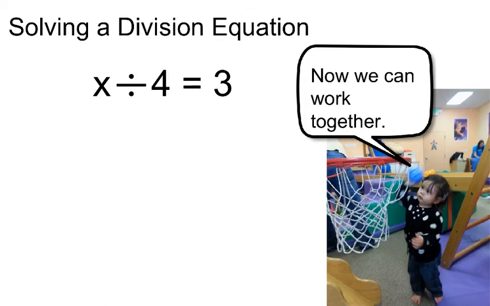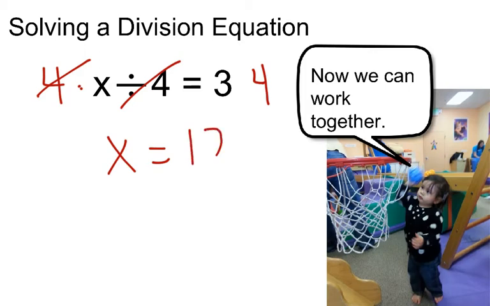Let's look at another example. x divided by 4 equals 3. Well, the inverse of division, we remember, is multiplication. So if I multiply 4 to each side, I'm using the dot just so you don't get the x's confused, then the 4's cancel out, and I'm just left with x equals 3 times 4, or 12.